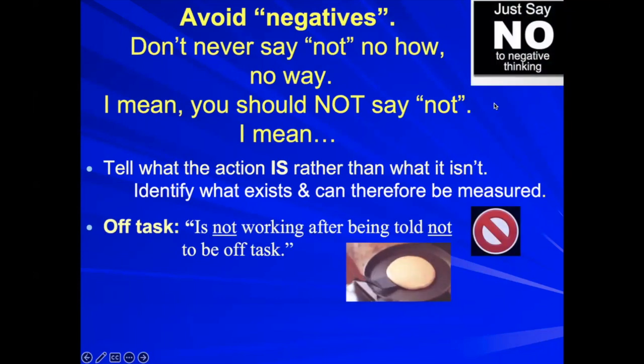And yes, indeed, don't never say not, no how, no way, because we want to measure what is happening, something we can observe. We can't measure what doesn't exist. There are some exceptions to that rule, but very few. What we want to do is describe what is happening. So we flip the behavioral pancake, so to speak, for off task, instead of "is not working after being told not to be on task."